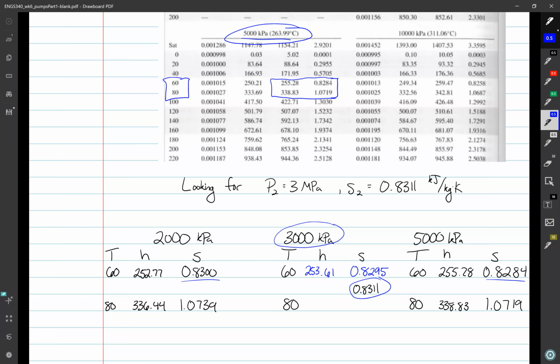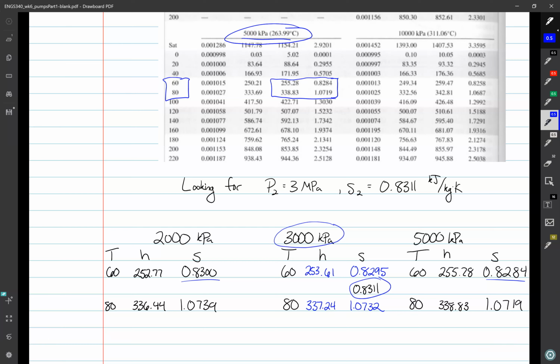We can do the same thing now at 80 degrees Celsius. If we do that, let's do the enthalpy first. We're going to be between 336.44 and 338.83. It would be exactly 337.24. And similarly, for the entropy, we would be 1.0732.